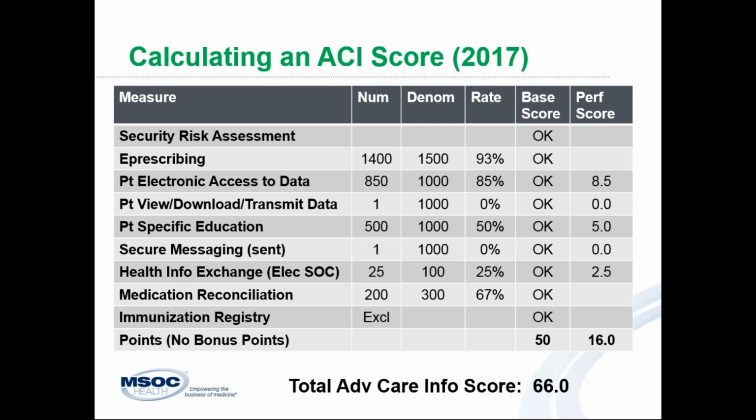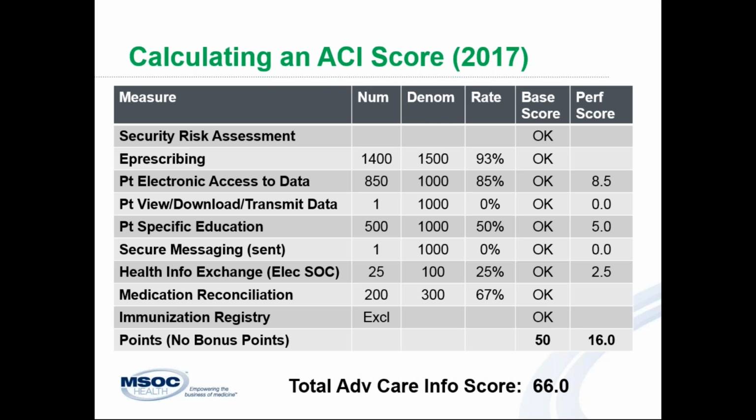If in fact you do just 1 patient, you will have a score of 0, or I guess maybe it would be 0.00001, but I assume they're not going to take it out further than 1 decimal place. So you basically get a 0 score for it. On the other hand, if you had 1,000 patients who viewed, downloaded, and transmitted their data, you would get a score of 10 for that measure.